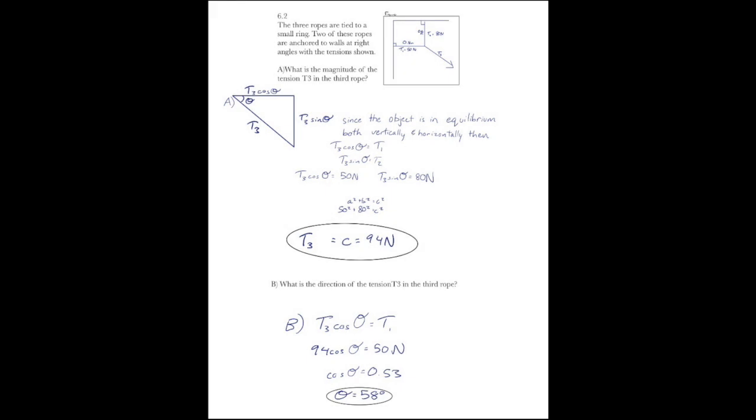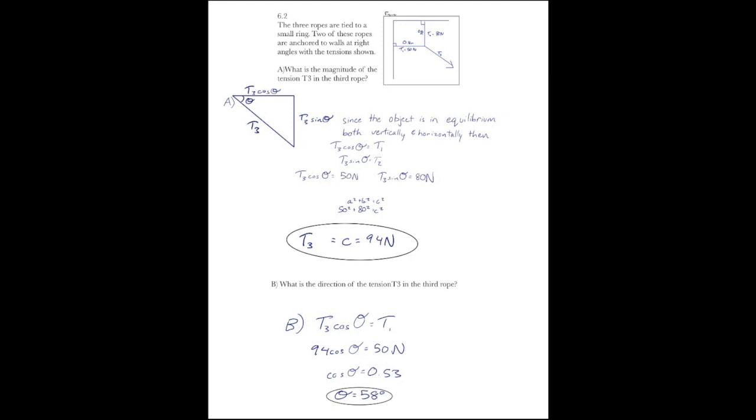In this problem, we are looking for the tension of T3. To do that, we are given that T2 and T1 are perpendicular to their corresponding wall, meaning that they're 90 degrees from each other. That means that T2 only has a vertical component and T1 only has a horizontal component. So what we need to do is break T3 up into horizontal and vertical components. We use T3 cosine theta as the horizontal component and T3 sine theta as the vertical component.